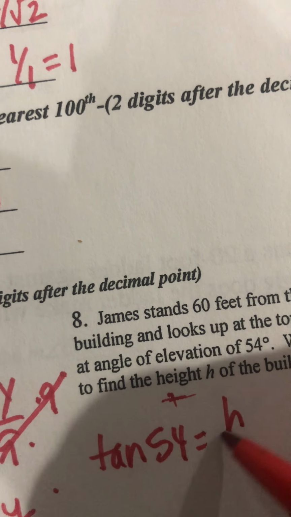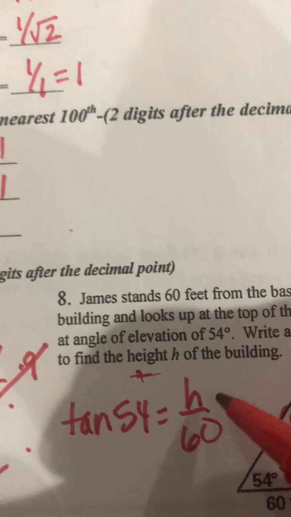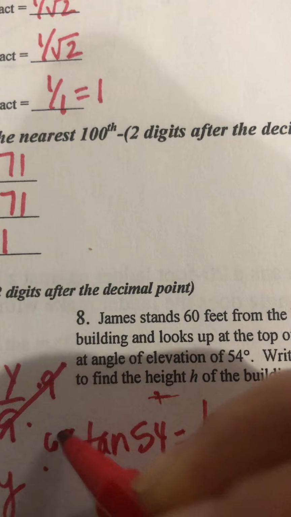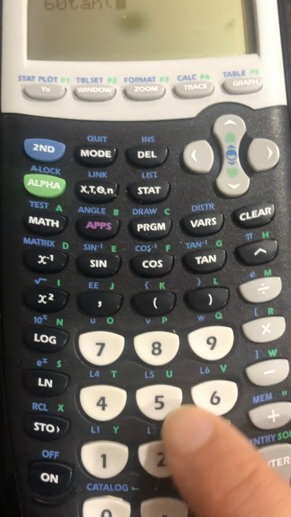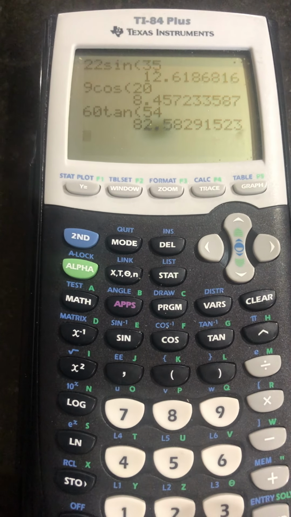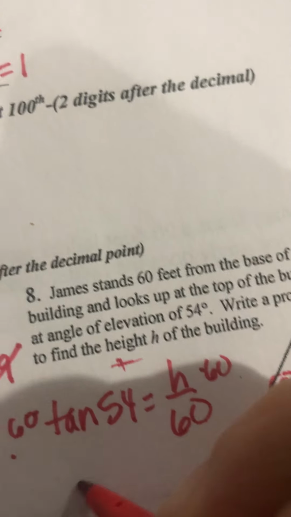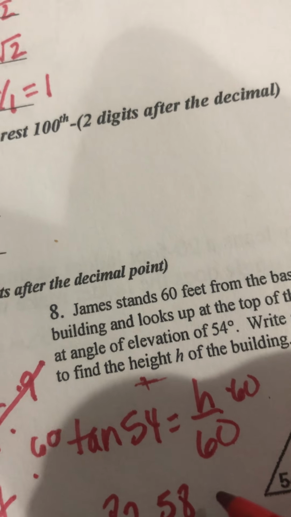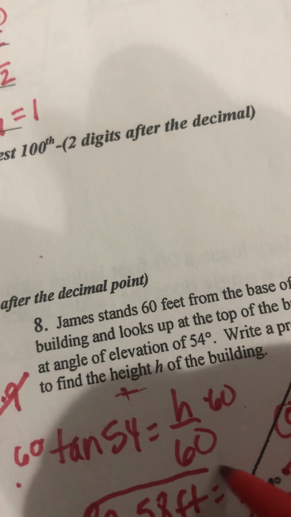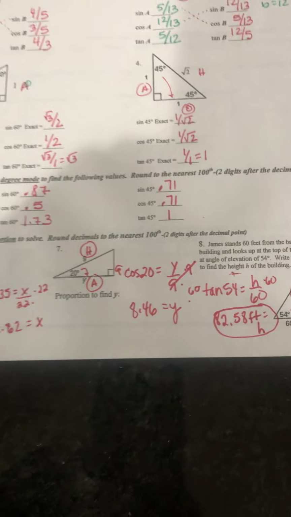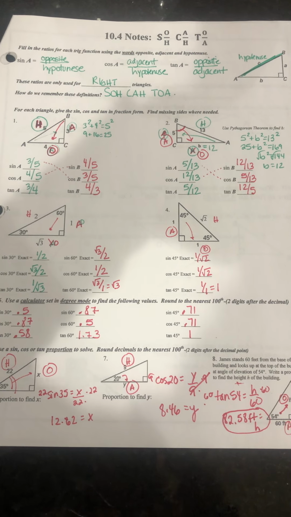So the tan of 54 is equal to the opposite over the adjacent, or h over 60. And I'm going to multiply both sides by 60. So I'm going to type in my calculator 60 tan 54, 82.58. Always round to 2 places after the decimal, 82.58. And since this was a story problem, I'm going to add on the feet is equal to h. So I know those 3 at the end were a little bit different, but we've got the SO, CA, and TOA, and that's how we use it.